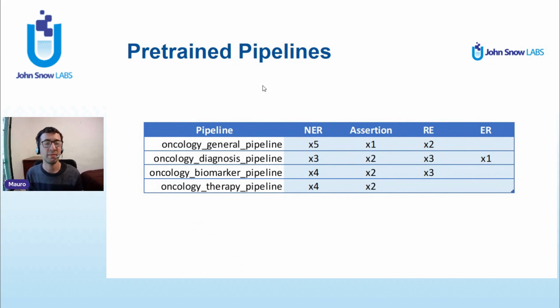Regarding oncology-specific pipelines, we have 4 of them. Oncology, one general with all kinds of entities, then one for diagnosis entities. This one includes NER, assertion, relation extraction, and it also includes entity resolver, the ICD-O resolver that I showed before. Then one for biomarkers and one for therapies. And if you use these pipelines, you don't have to worry about what I mentioned before, relation pairs or using chunk mappers and blacklists to filter entities, because all of that was considered when creating these pipelines.